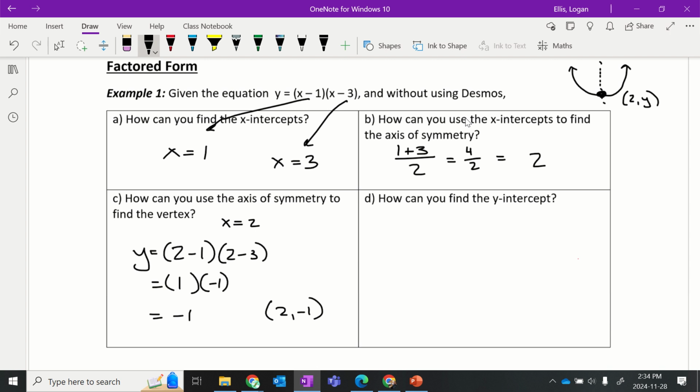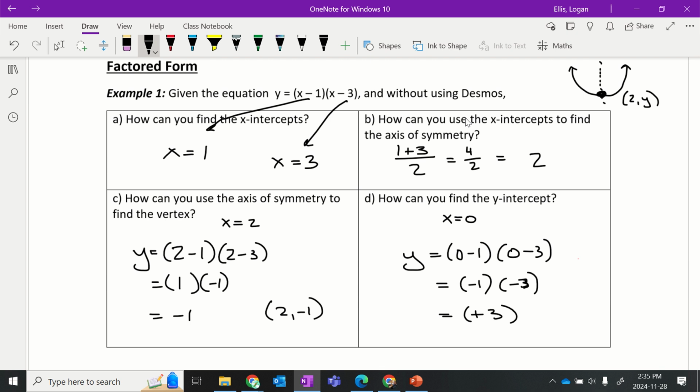And then the y-intercept, instead of putting in where the axis of symmetry was, the y-intercept is always x equal to 0. So you're going to go y equals, instead of x, 0 minus 1, and then 0 minus 3, and you'll get negative 1 times negative 3, which is positive 3. So that's your y-intercept. Didn't really need it in the brackets there, just 3. So you can figure out the x-intercept, the axis of symmetry, the vertex, and the y-intercept, all from just looking at an equation. And we would then use that to graph this function again.